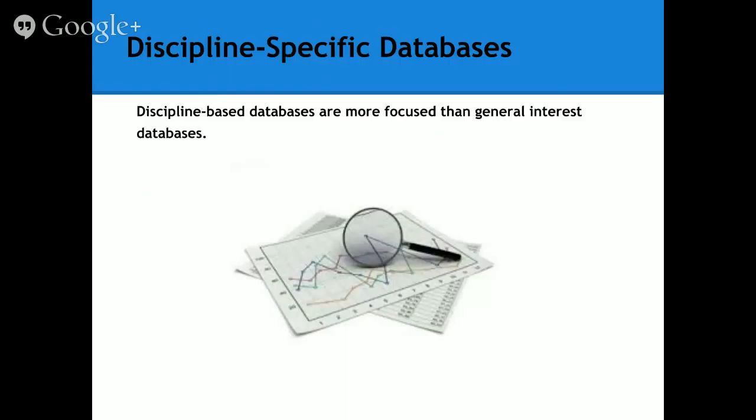And the second one is discipline-specific databases. Discipline-based databases are more focused than genre-driven databases. These databases include materials in several related subject areas. Materials are usually only from professional trade publications and scholarly academic journals.